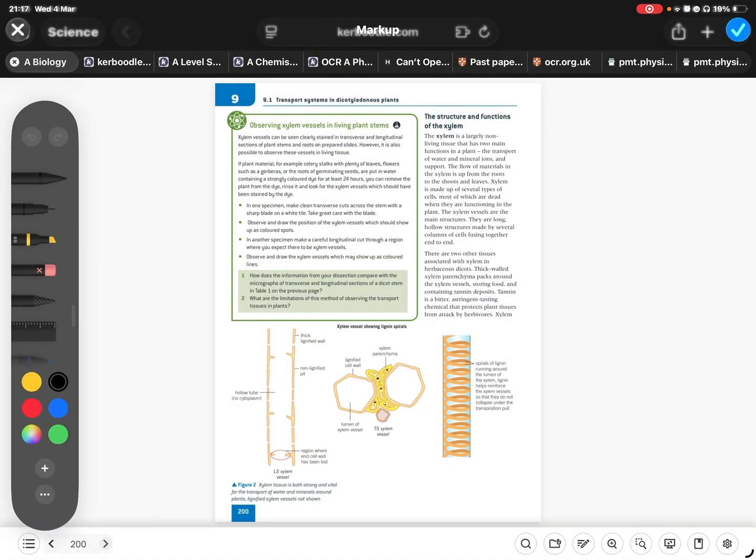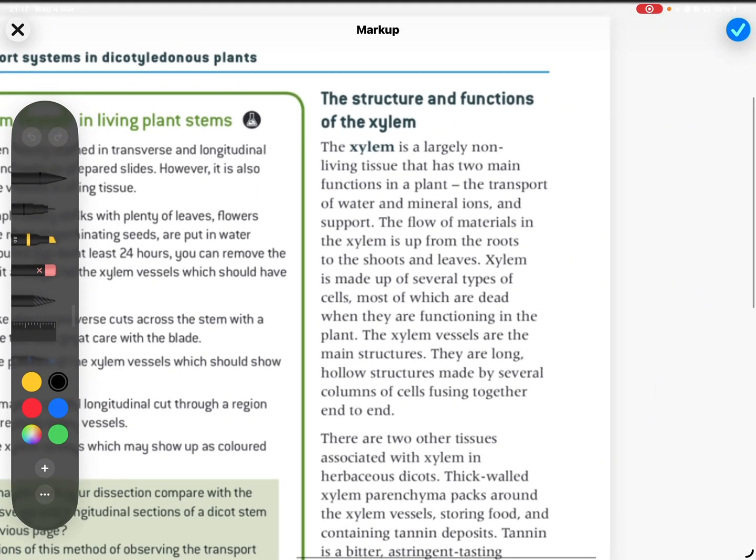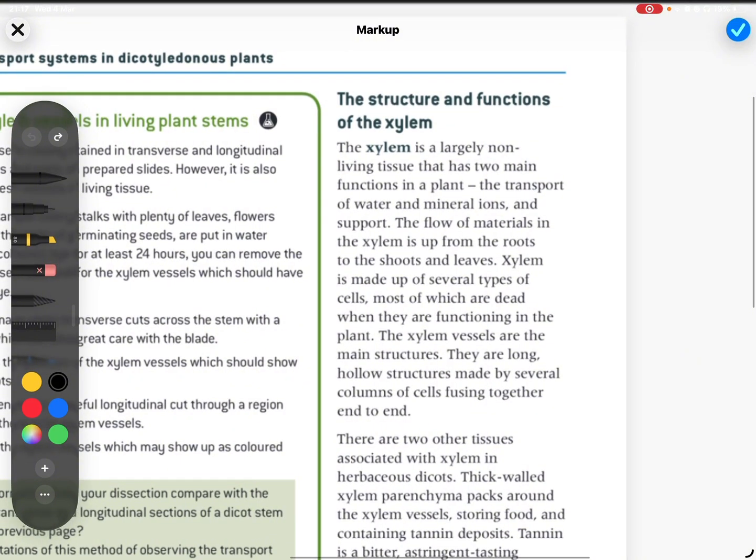Moving on. So we've now talked about the vascular system a bit. We're now going to be going more specific. In the vascular system, what are the two main transporting vessels? Xylem and phloem. Okay, let's talk about the xylem. Xylem is a non-living tissue. You should have learned this in GCSEs. Most of it is just dead. Okay, put that down. It has two main functions in the plant.